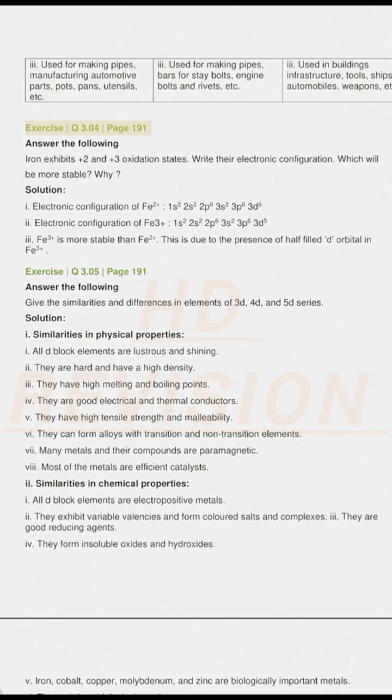Exercise Q3.04, page 191. Answer the following. Iron exhibits +2 and +3 oxidation states. Write their electronic configuration. Which will be more stable? Solution. Electronic configuration of Fe2+.